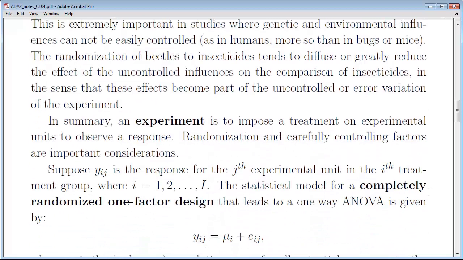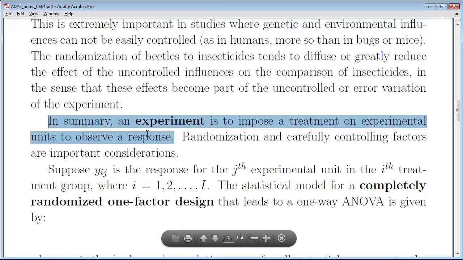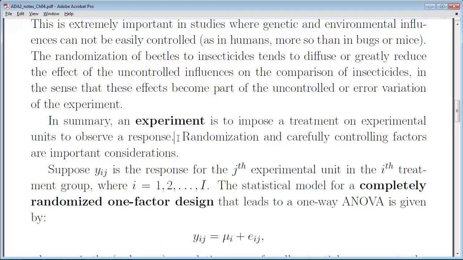So this is perhaps the most important sentence in the chapter. It's a definition of what an experiment is. And I think of this in terms of being 5 words. An experiment is to impose a treatment on experimental units to observe a response. If you miss out on any of those 5 things, to impose a treatment, experimental units, observe response, then you haven't done an experiment. In particular, if you don't observe a response, you don't know what the effect is.